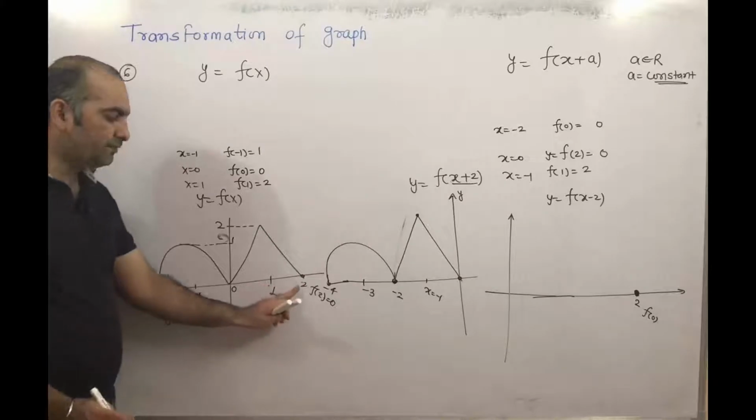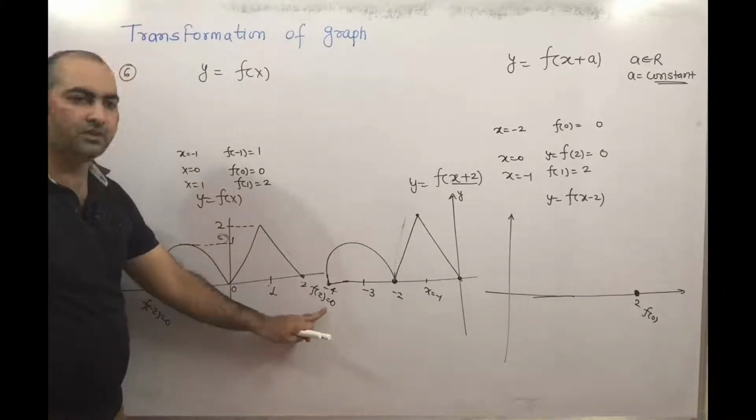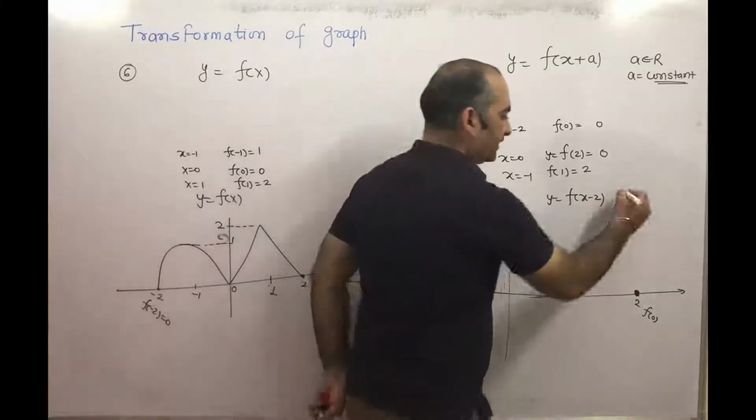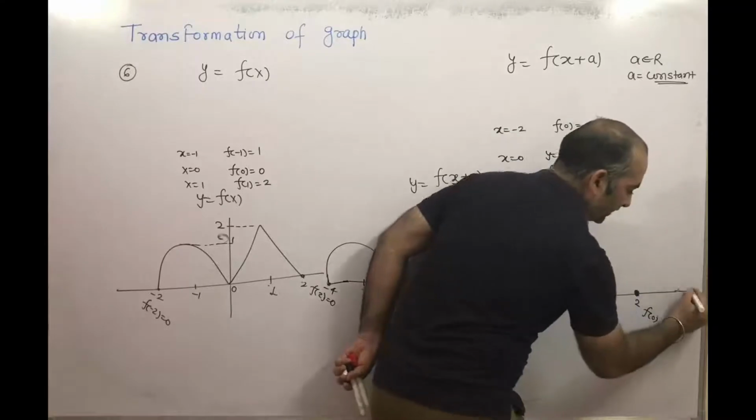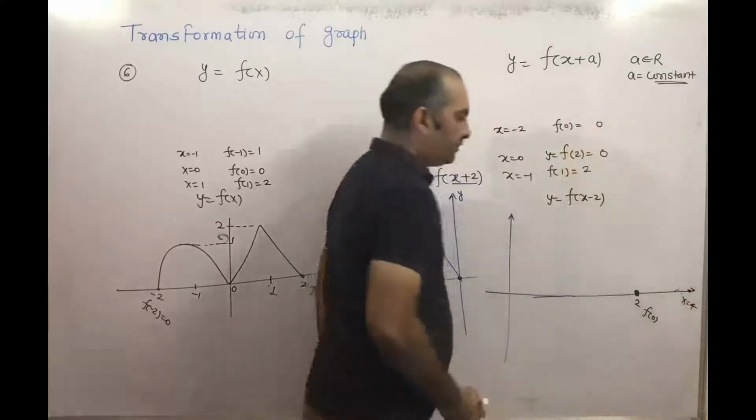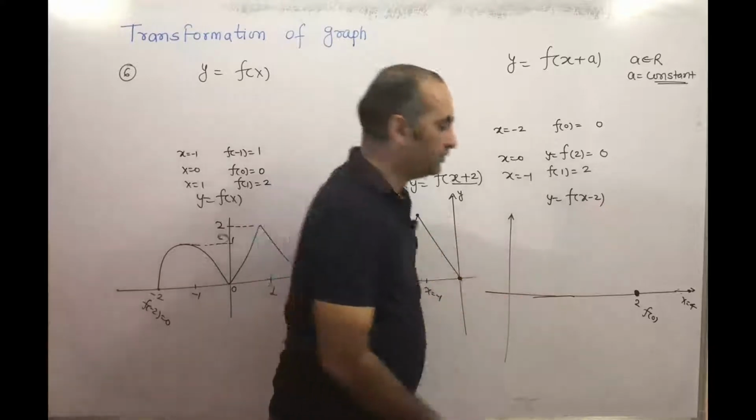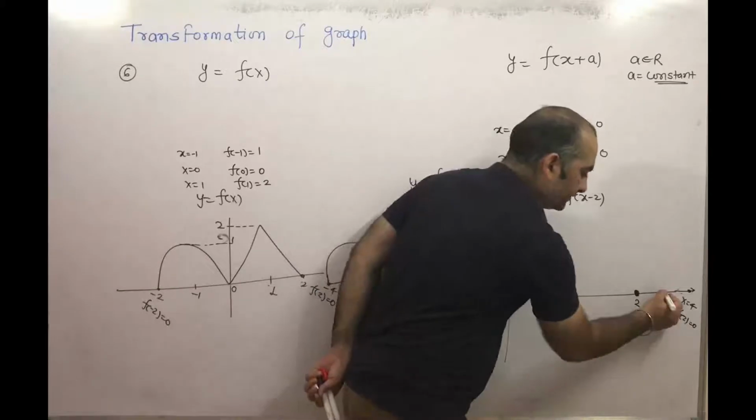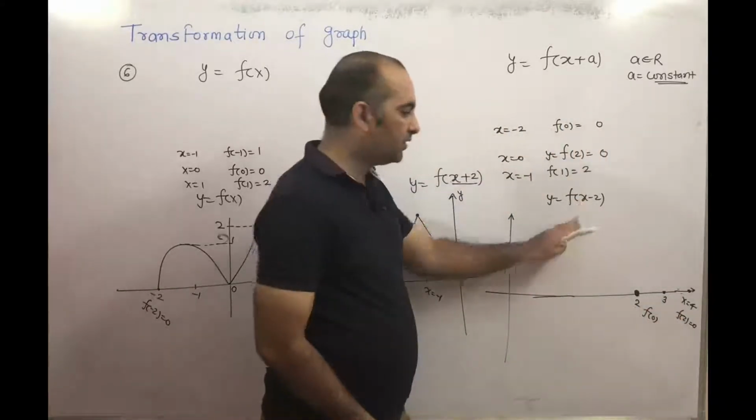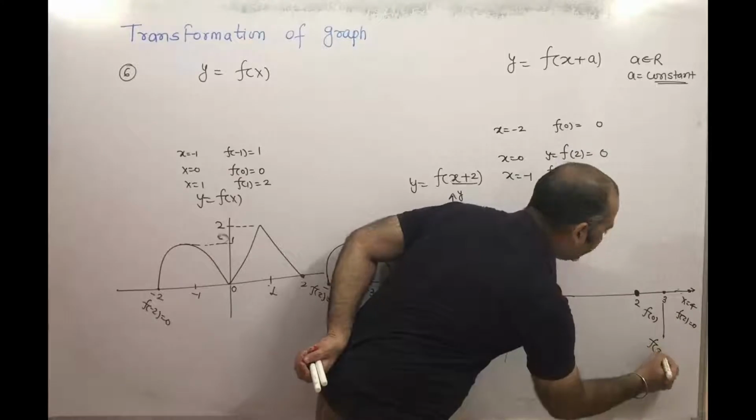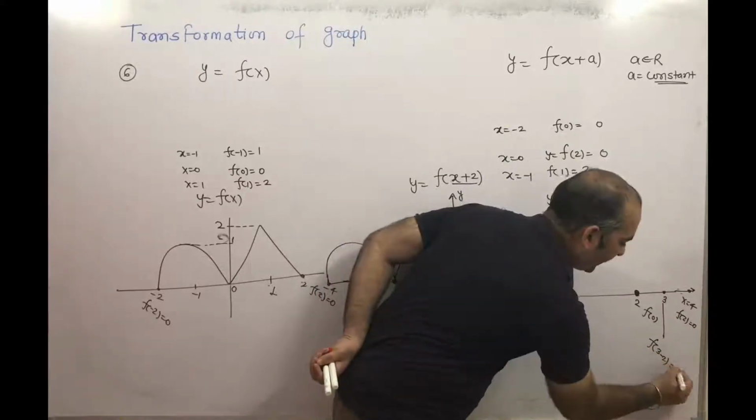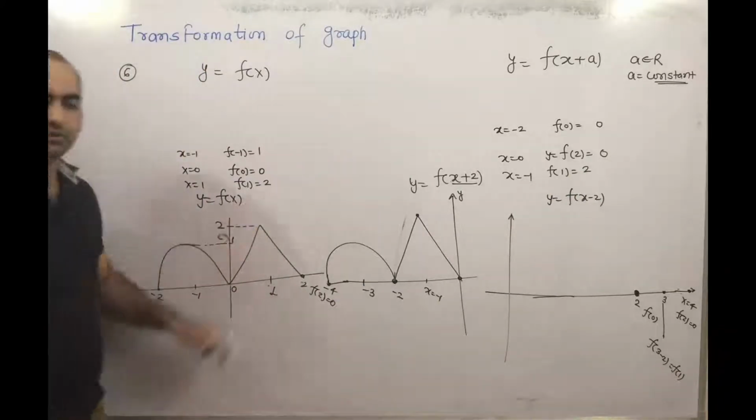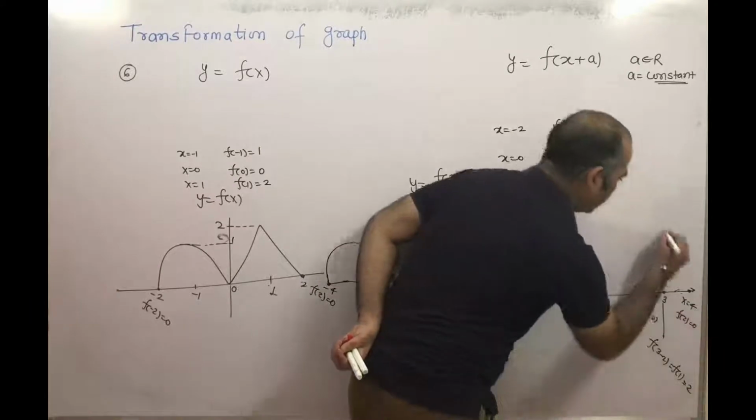Similarly, see f of 2 is what? 0. So when will it become 2? When x is 4. If I put x equal to 4 here, what will come? 4 minus 2, 2. So f of 2, and f of 2 is 0. Now if I put 3 here, what will come? F of 3 minus 2, that means f of 1. And what is f of 1? You can see here f of 1 is 2. So this point will come at 2.